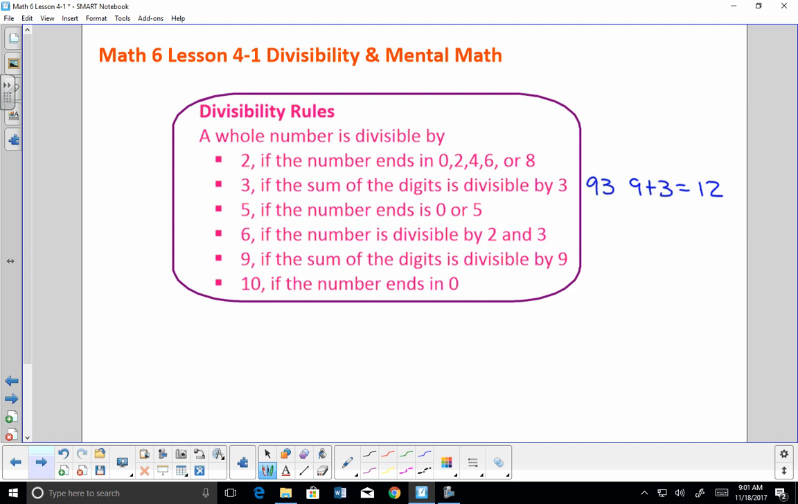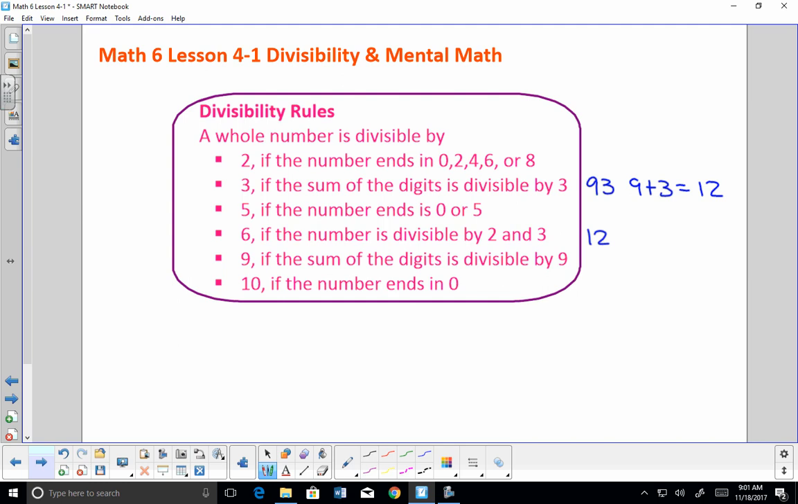A whole number is divisible by 5 if the number ends in 0 or 5. A whole number is divisible by 6 if the number is divisible by 2 and 3. For example, 12. 12 is divisible by 2 because it ends in a 2. 12 is divisible by 3 because 2 plus 1 is 3, and that's divisible by 3.